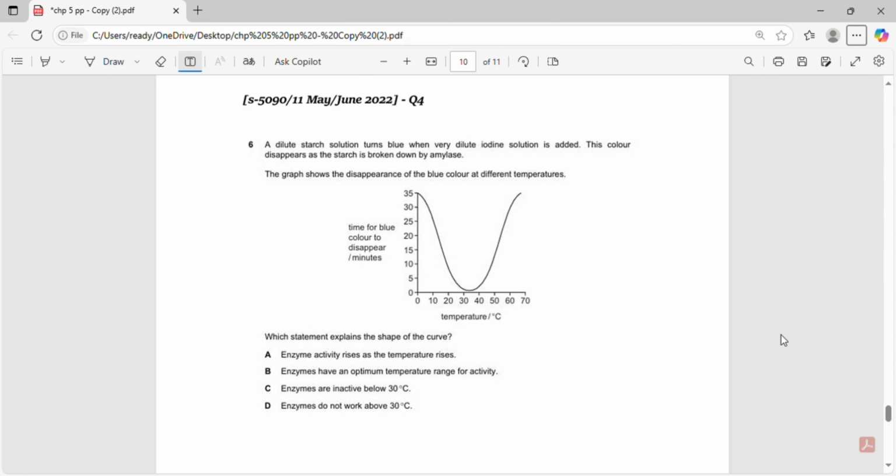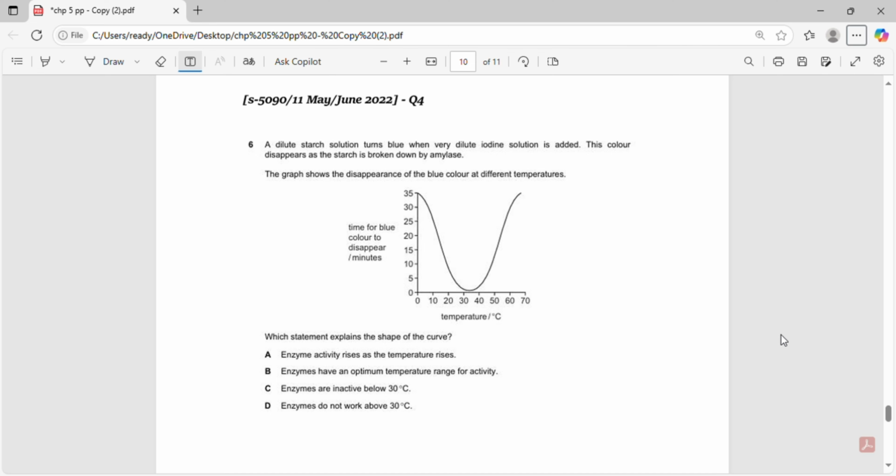Then, we have an MCQ which says, a dilute starch solution turns blue when very dilute iodine solution is added. This color disappears as the starch is broken down by amylase. Along with that, there's a graph shown. The graph displays the disappearance of the blue color at different temperatures. It plots time for blue color to disappear in minutes, on the y-axis, and temperature in degrees Celsius, on the x-axis.